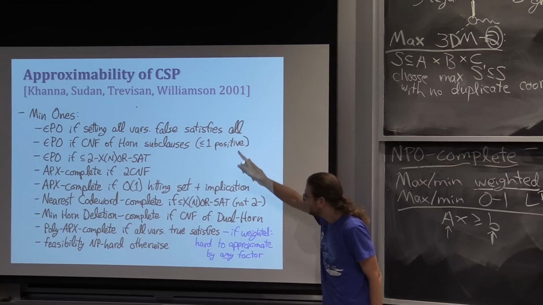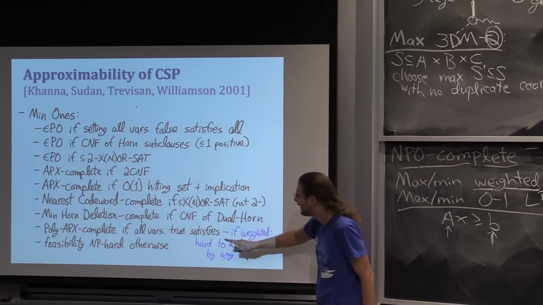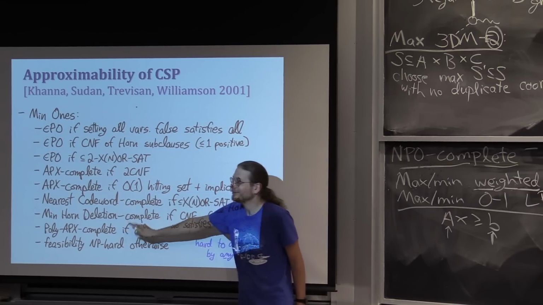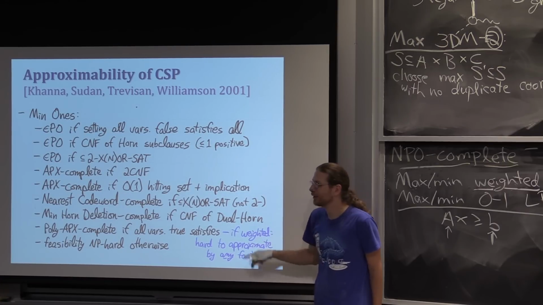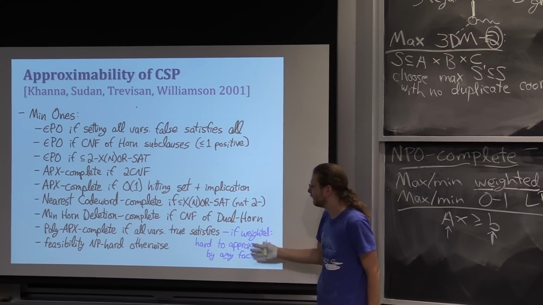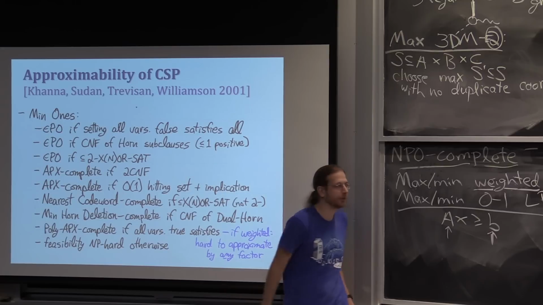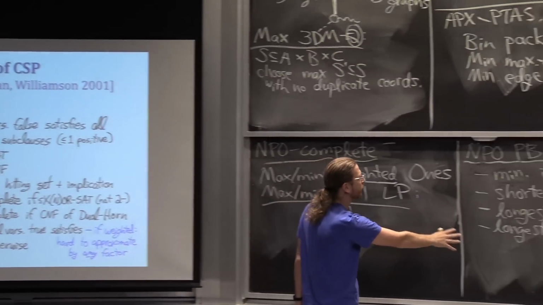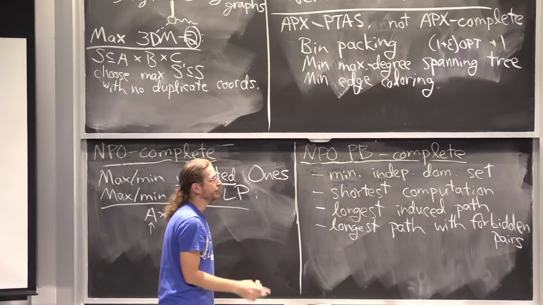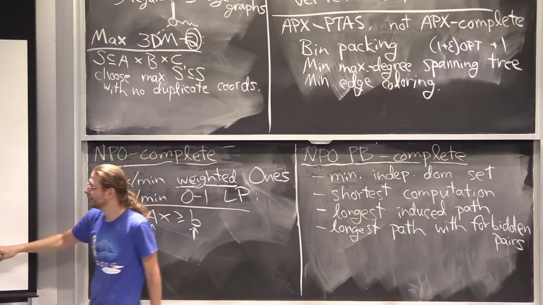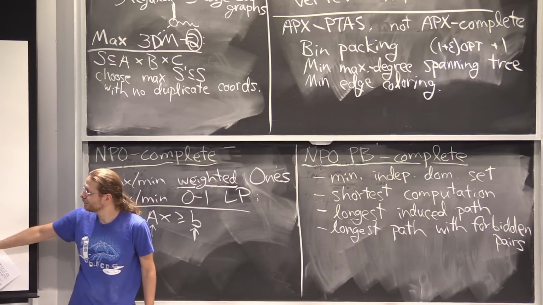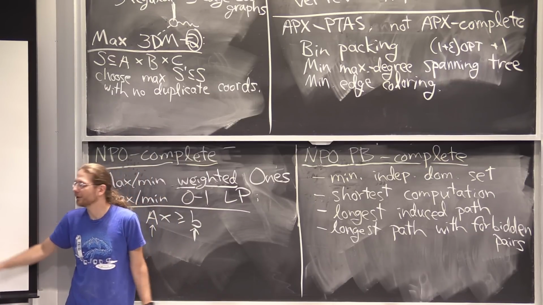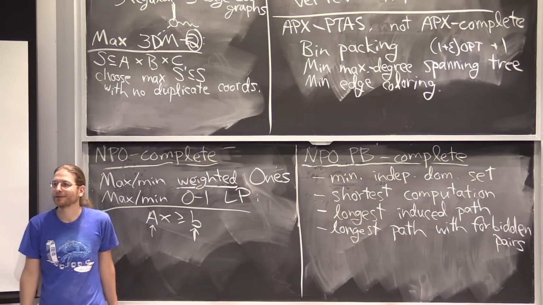In the min 1's case, if all the variables true satisfy it, you get poly APX completeness if you're unweighted. If you're weighted, then you can't find any approximation. It's NP hard to find any factor, which I think is before the introduction or popularization of these classes. So that may be distinguishing between poly APX complete, which is definitely smaller than NPO PB complete. This might be NPO PB completeness. Unclear, but it's definitely worse than poly APX.